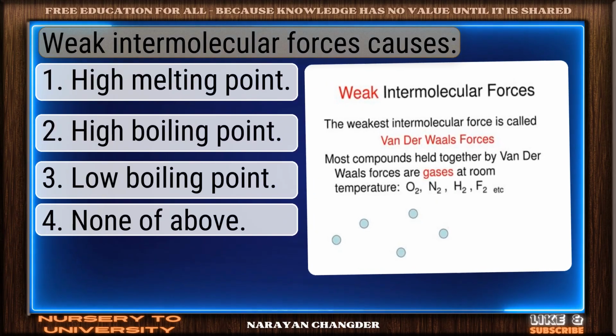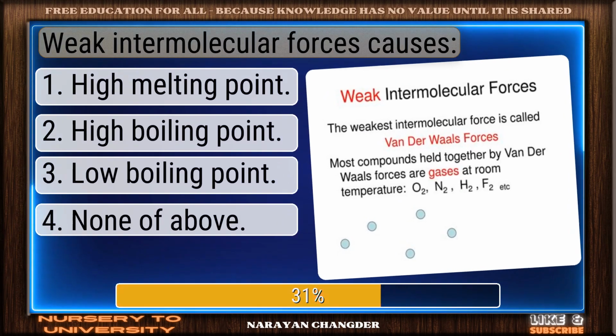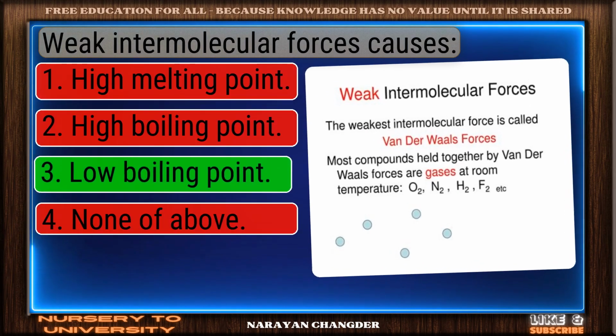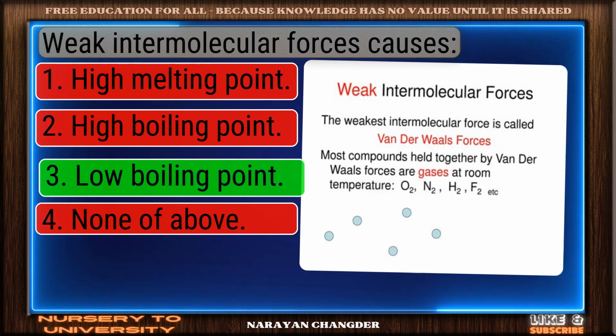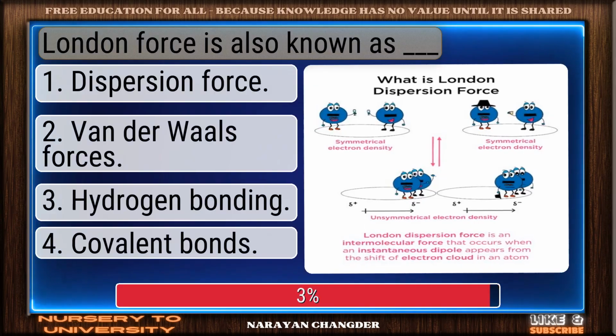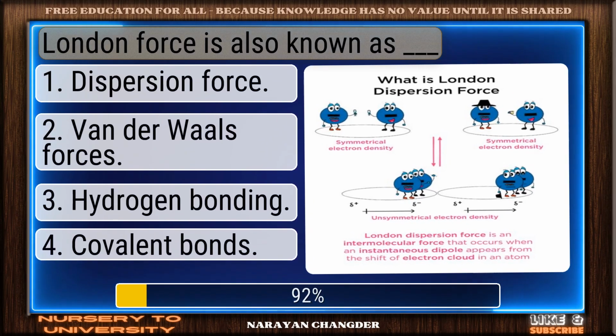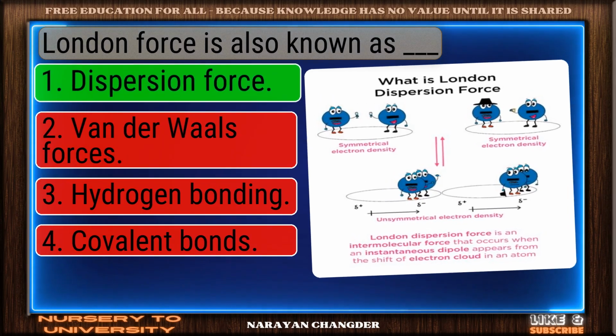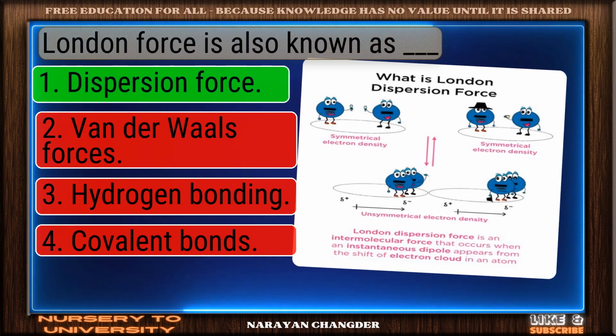Weak intermolecular forces causes. Valid point. Low boiling point is true. London force is also known as dash. Right choice. Dispersion force is the best answer.